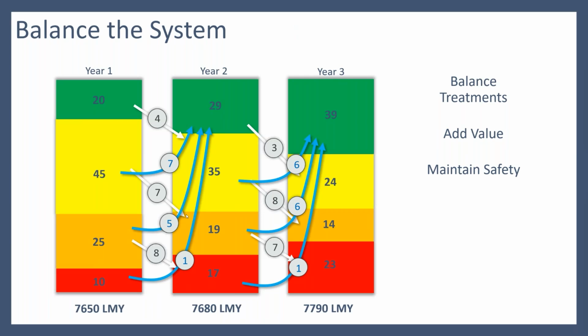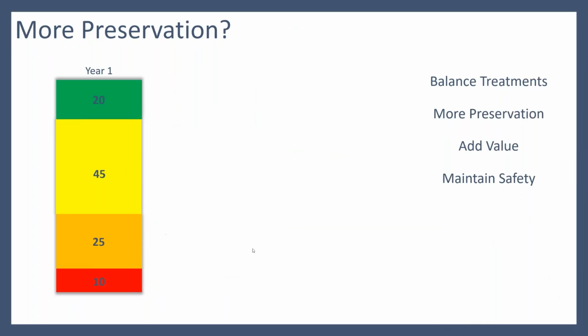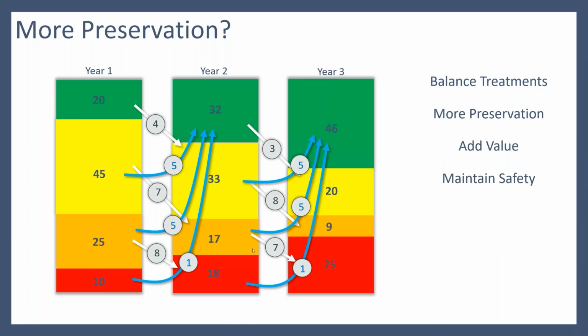So balancing the system, we have gained some in our overall value of the system, gained 140 lane mile years, and we were able to treat some of all categories. Now, if we focus more on preservation, maybe we do something like this.